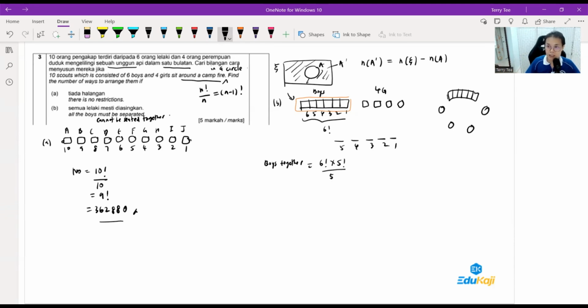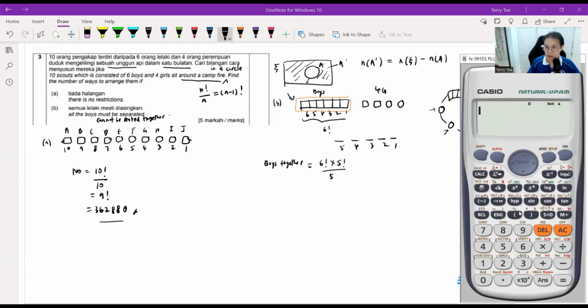Can you see the girls? And we tie them together like this. But remember, the boys can sit here, can sit in the second position, third, fourth, fifth, which gives us the same arrangement. That's why I have to divide by 5, or we can say 4 factorial. So let's take this answer, 6 factorial. You can straight away multiply by 5 factorial divided by 5, which is just 4 factorial. So this gives us 17280.